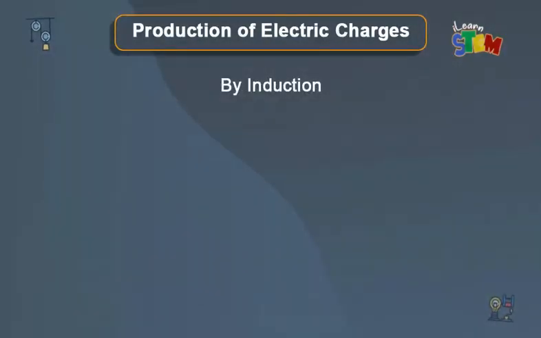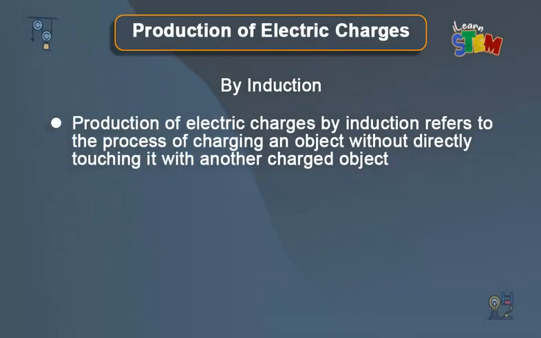By induction. Production of electric charges by induction refers to the process of charging an object without directly touching it with another charged object, where the nearby charged object causes a redistribution of charges within the neutral object, resulting in the neutral object acquiring a charge with opposite polarity.